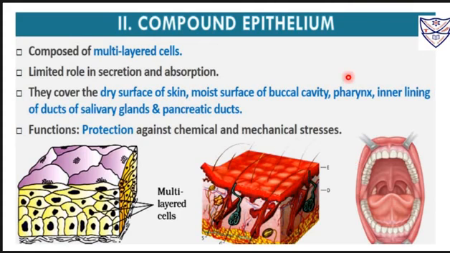Then there is the compound epithelium. So the compound epithelium is composed of multi-layered cells as you can see in the diagram. It has limited role in secretion and absorption. They usually cover dry surfaces of the skin, moist surfaces of our buccal cavity, that is our mouth, pharynx, inner lining of ducts of salivary glands and pancreatic glands. The main function is to give us protection against chemical and mechanical stresses that is faced in this region.